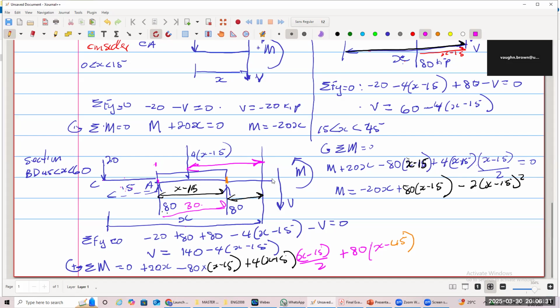Look, here to here is 30. Up here says 15. So you had 15 plus 30. The total distance coming down is this distance here. So that is x. The distance between here and that is going to be x minus 45. So to get that moment, it must be x minus 45. And it's not plus, it's minus.